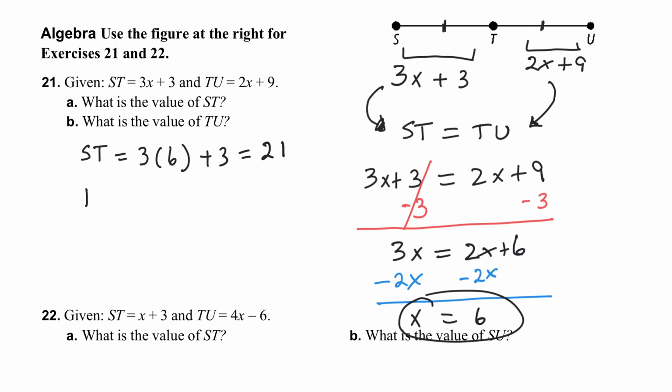Now we're going to figure out the distance from T to U. We know that it's going to be 2 times 6 plus 9. 2 times 6 is 12, plus 9 is 21.